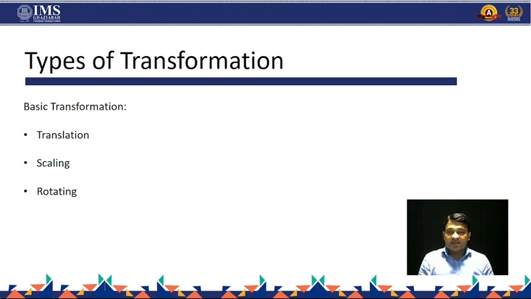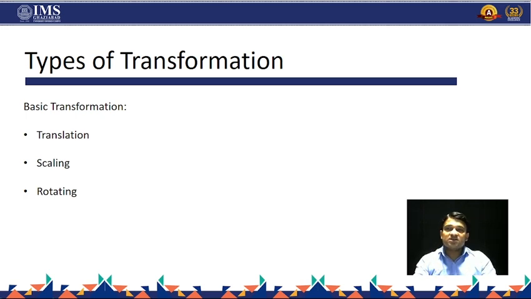Then the third basic transformation is called rotation. As the name emphasizes, rotation means to rotate an object, or to change the orientation or angle of an object. So rotation is also a type of basic transformation that changes the orientation or angle of an object. So these are the basic transformations. There are further transformations like reflection, shear and affine. We will discuss them also further.